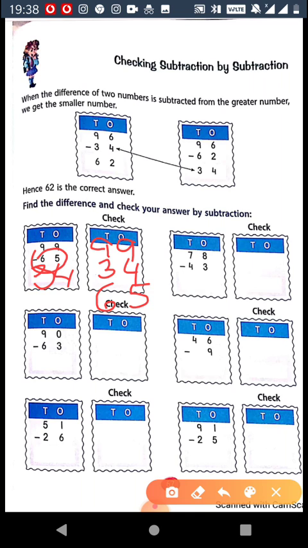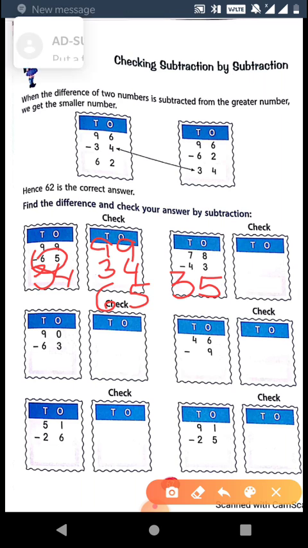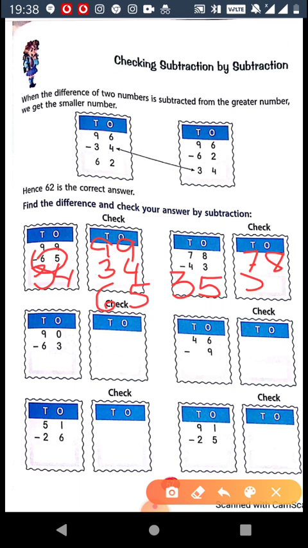So now next is 78 minus 43. So 8 minus 3 is equal to 5 and 7 minus 4 is equal to 3. Okay. So the difference of 78 and 43 is 35. And when you subtract this 35 from the greater number, 78 minus 35, what do you get? 8 minus 5 is equal to 3 and 7 minus 3 is equal to 4, which is the smaller number. That means our sum is correct. Okay.